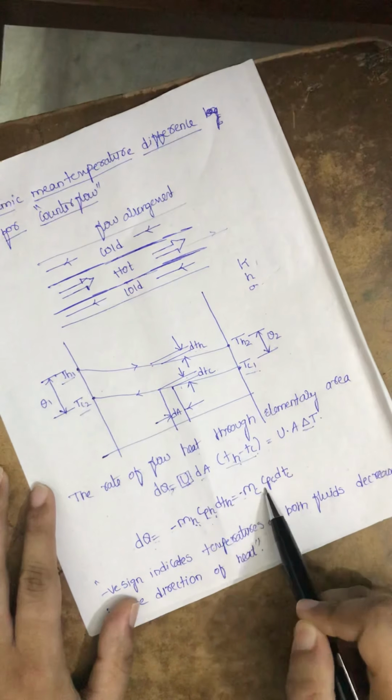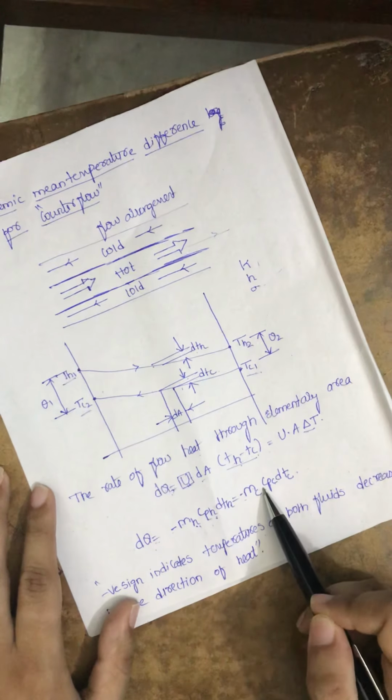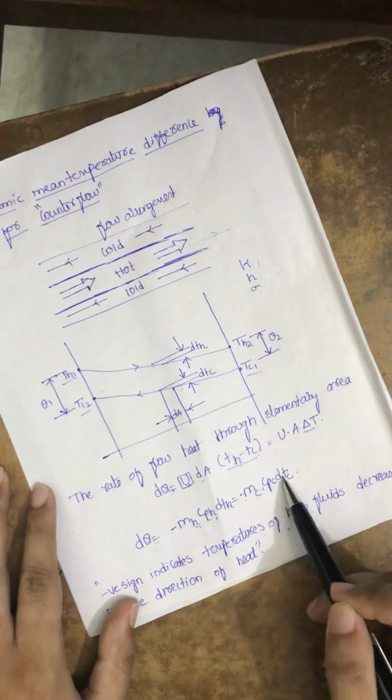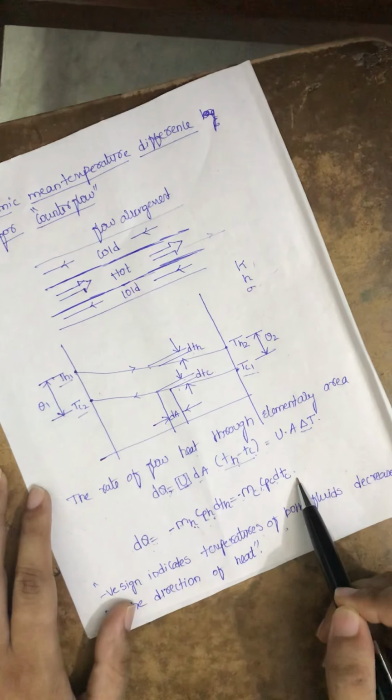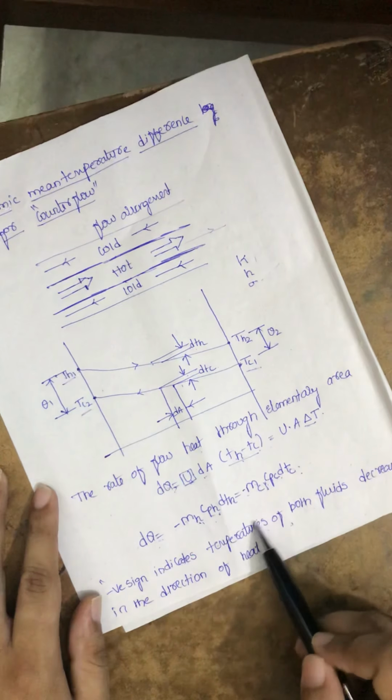The same thing for the cold fluid, m cp delta T. Here mc is the mass flow rate of the cold fluid, cpc is the specific heat of the cold fluid, and dTc is the smallest temperature change for the cold fluid for the elemental area dA. Here the negative sign indicates the decrease in the temperature in the direction of heat.